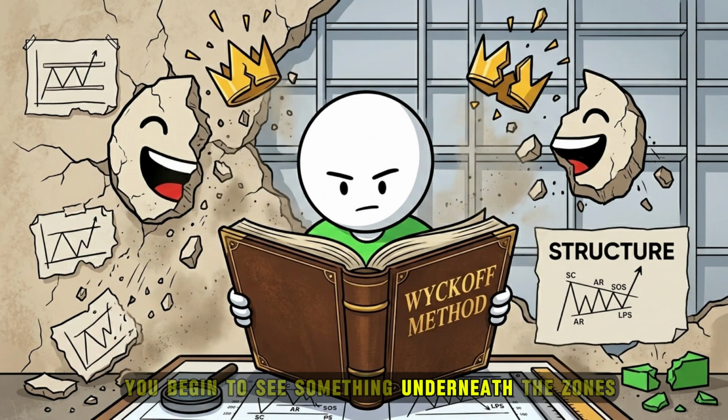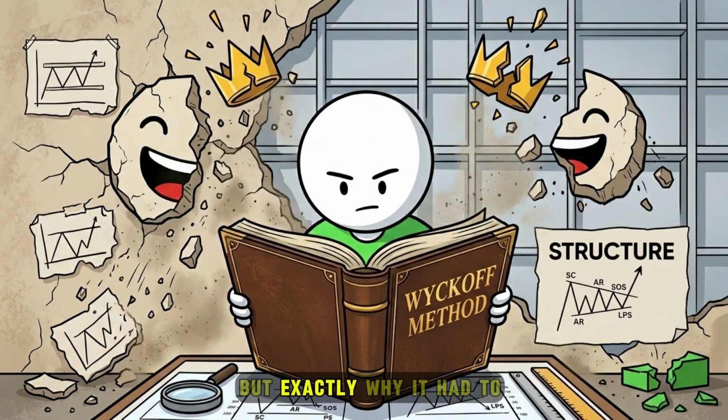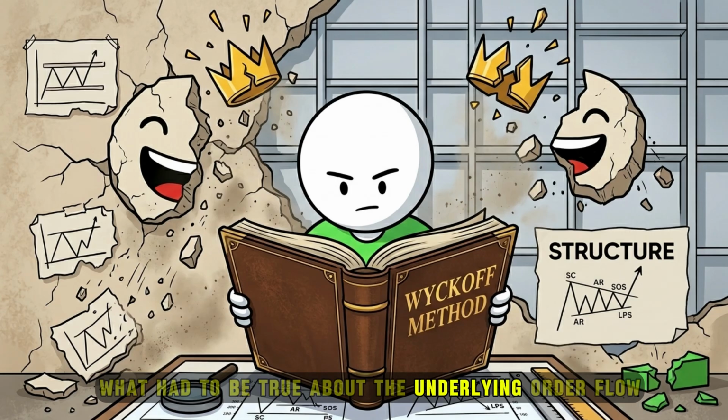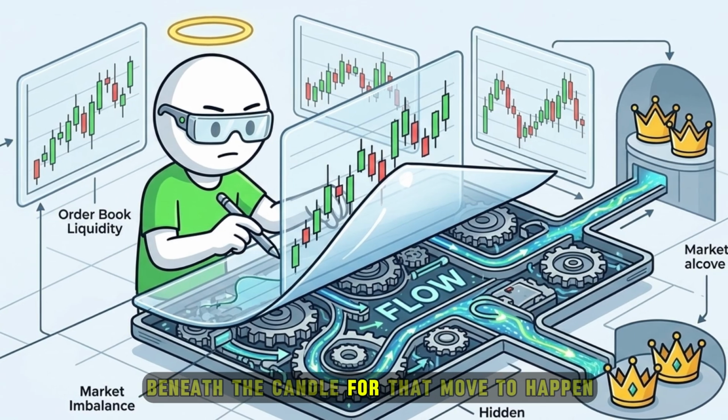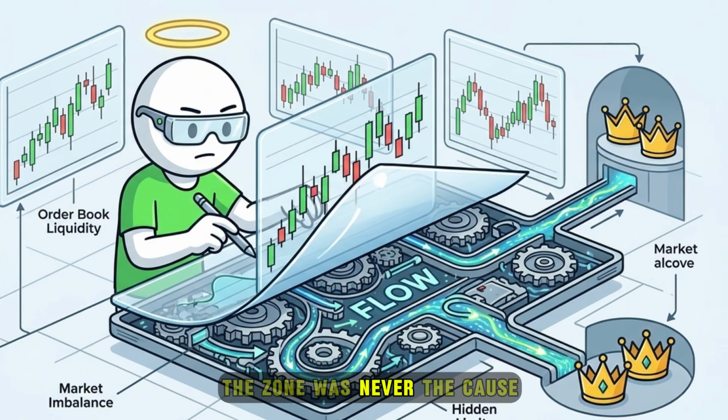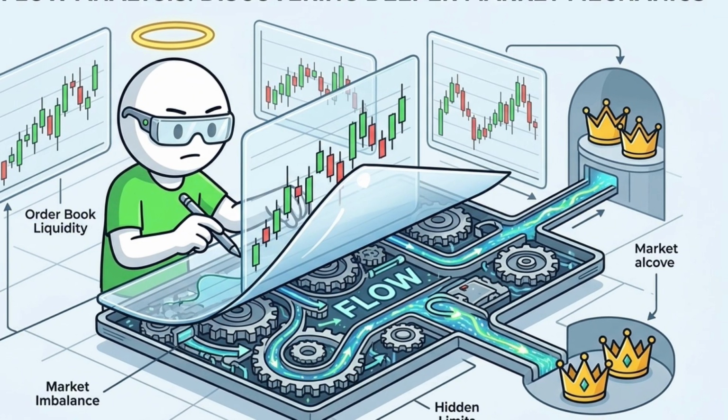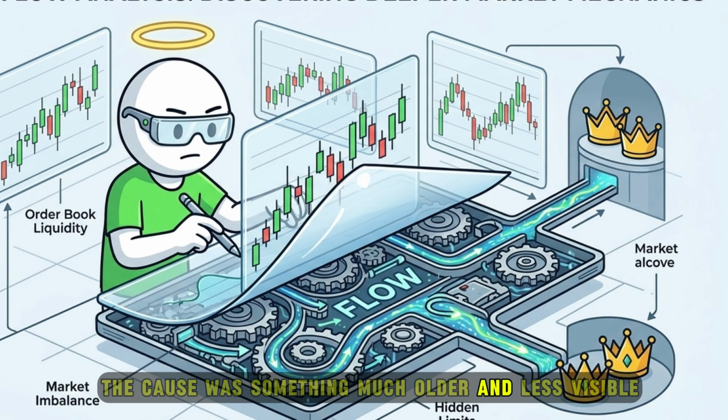You begin to see something underneath the zones, a deeper logic, not just where price reversed, but exactly why it had to. You ask yourself what had to be true about the underlying order flow beneath the candle for that move to happen. The zone was never the cause, it was simply the symptom. The cause was something much older and less visible.